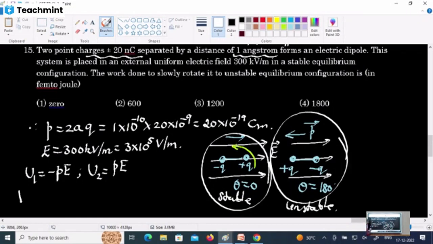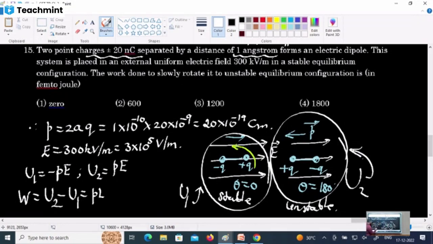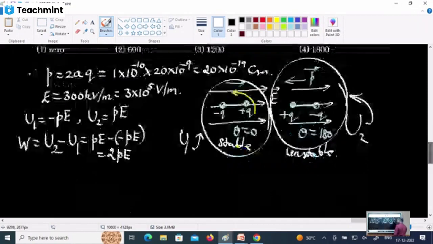And what is the work done? Work done is always the change in potential energy. Final potential energy U2 in this configuration minus initial potential energy U1 in that configuration. U2 minus U1, that is PE minus of minus PE. So that gives you 2PE. That is the work done. So we will calculate that work done.